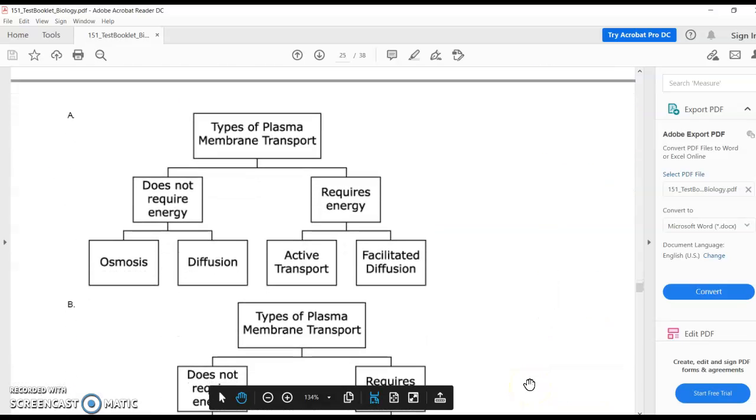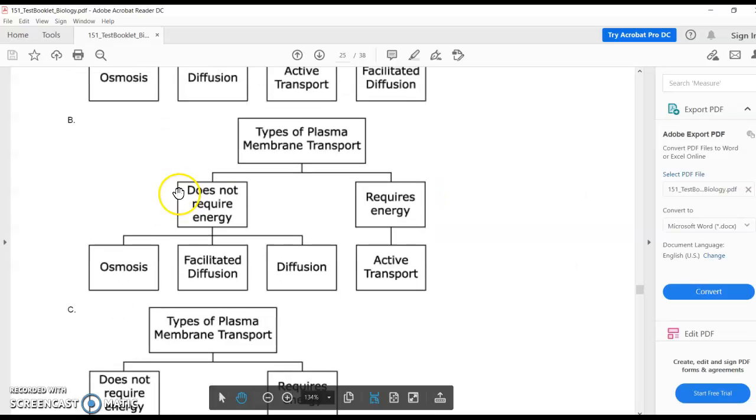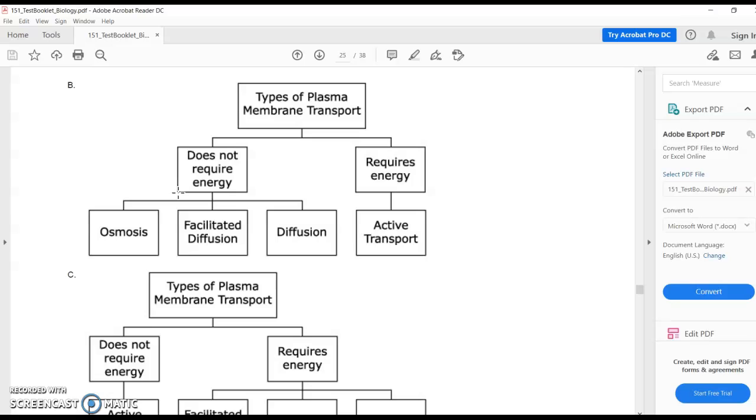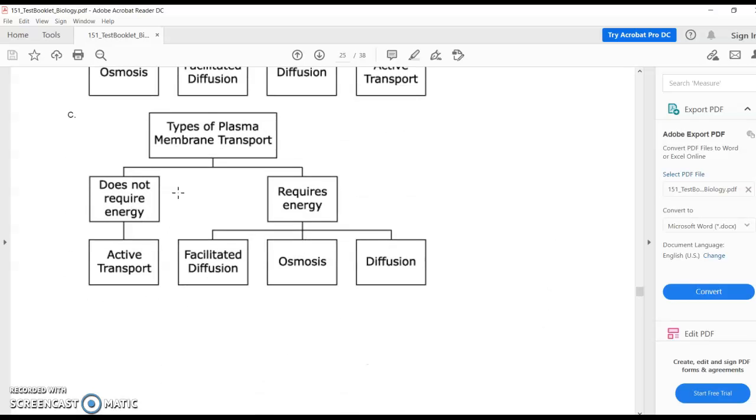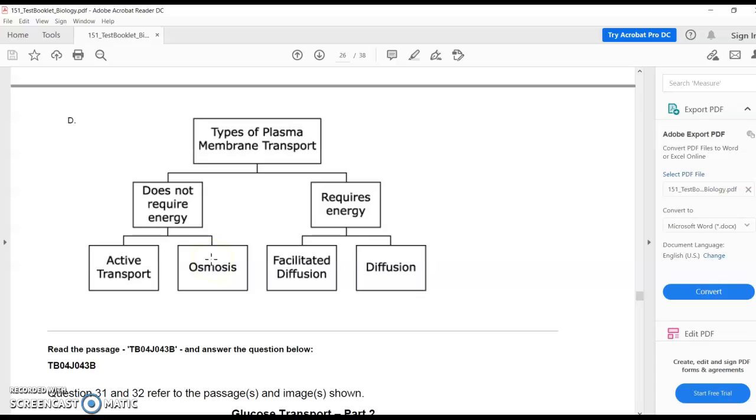And so we're just seeing which flow chart is correct. A is not correct because facilitated diffusion does not require energy. It should go over here. B is the correct model. All of those make sense. C is not correct. All of this is messed up down here. And then D is not correct because active transport does require energy, and all these are messed up over here as well.